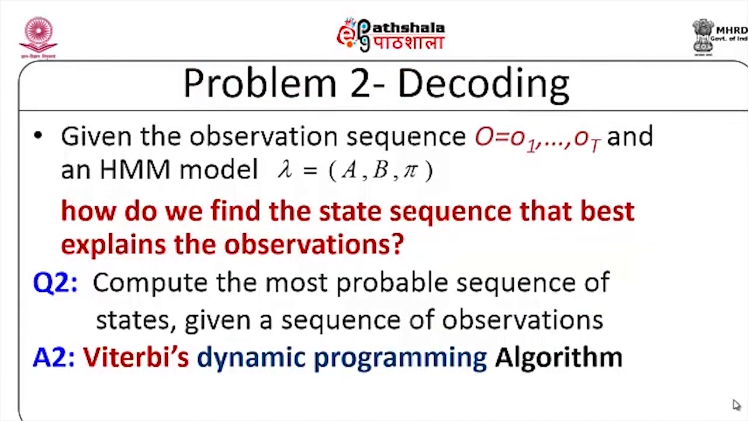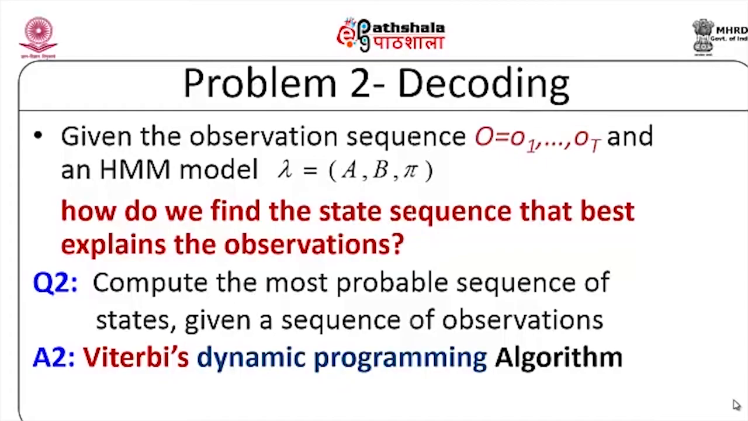Given the observation sequence O equal to O1 to OT and the HMM model lambda equal to A, B, pi. Remember, A is the transition, B is the emission and pi is the initial probability. How do we find the state sequence that best explains the observation? Previously, we asked what is the probability of that sequence. Here we want to find the best state sequence that gives me these observations.